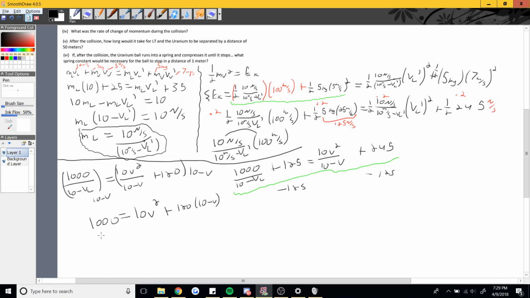And everything's divisible by 10, so why don't we go ahead and do that? We're going to get 100 equals 1v squared, or just v squared, plus 12 times 10 minus v. And all of a sudden it's looking a little bit nicer. So now we're going to move into that quadratic. Now this has become a nice little quadratic equation. Distribute the 12 to the 10 and all that.